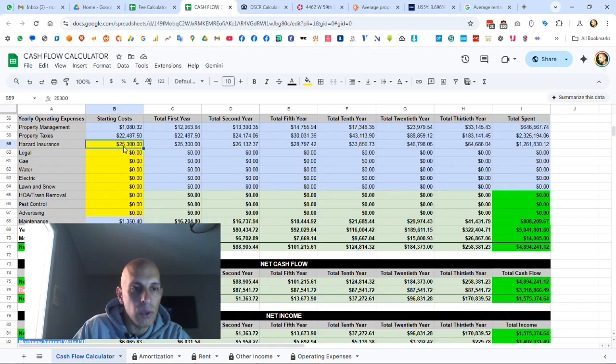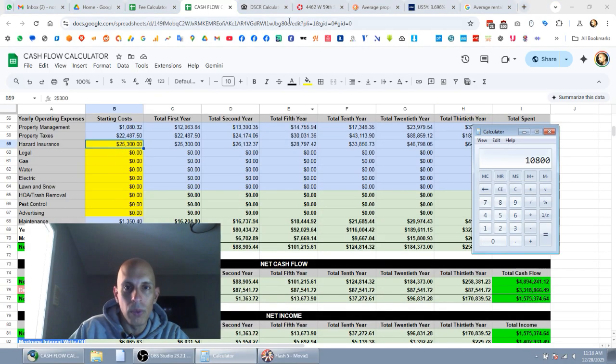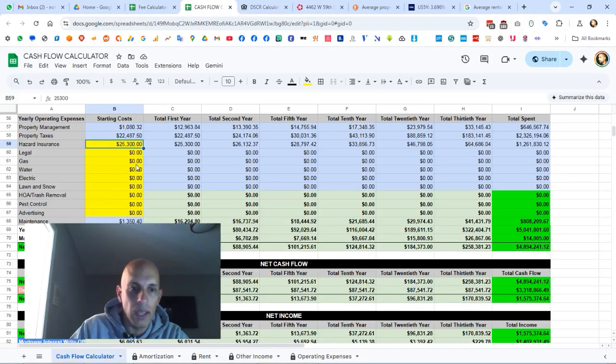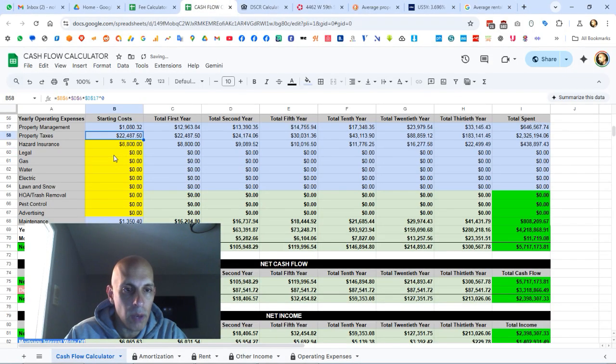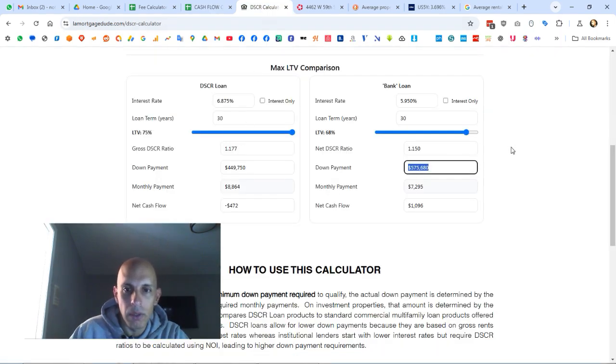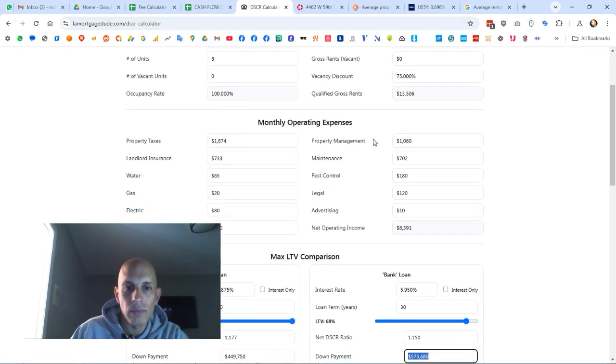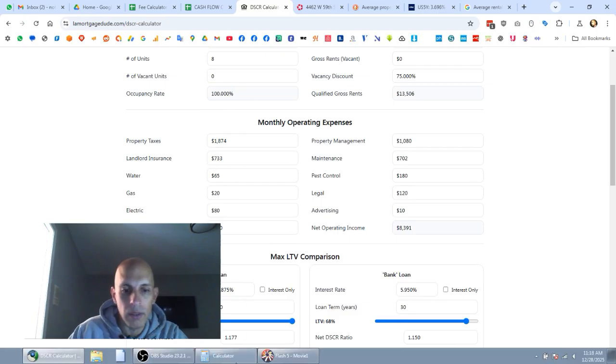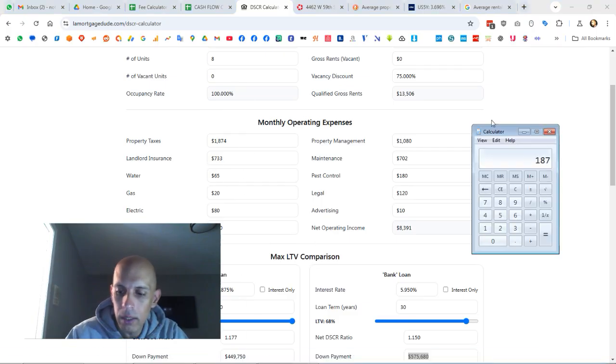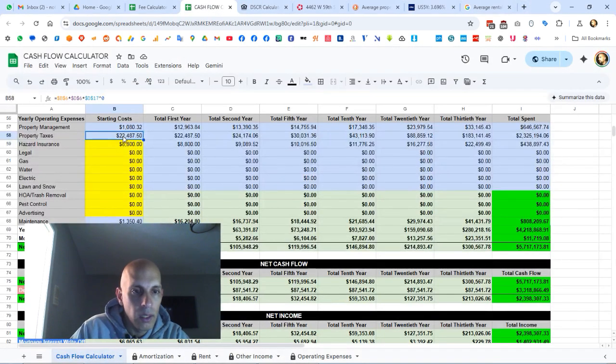So let's see what we're doing here in terms of hazard insurance. So what did we say over here? It was 8,800 because it's 12 units. Property taxes are what they are. Let's punch in these numbers here. For my operating expenses, we said 1874 times 12, 2248. Yep.